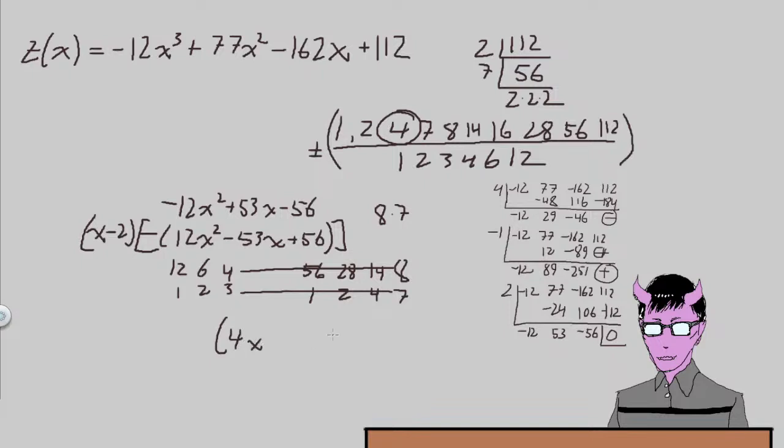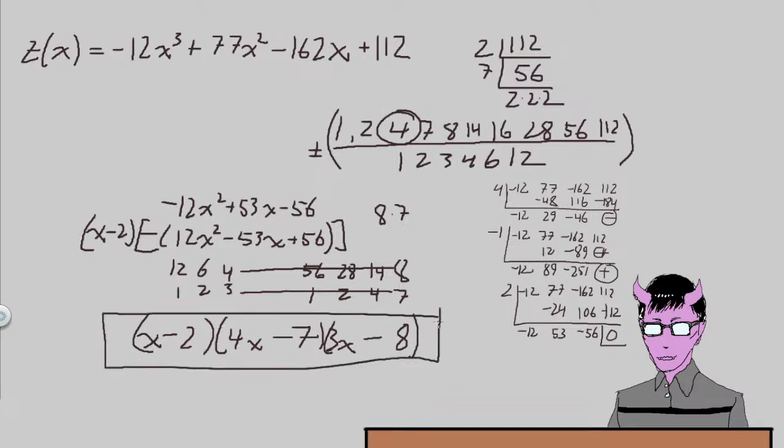So 4x has to be multiplied to the 8, which goes here, and then the 3x has to be multiplied to the 7. They're the same sign. They're both negatives. Copy paste that first factor that we found via synthetic division. And we should be done with this problem. Let's do the quick sloppy check.